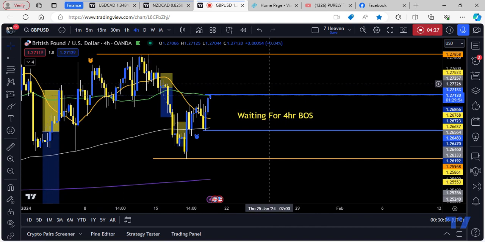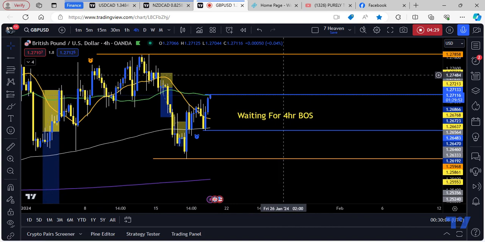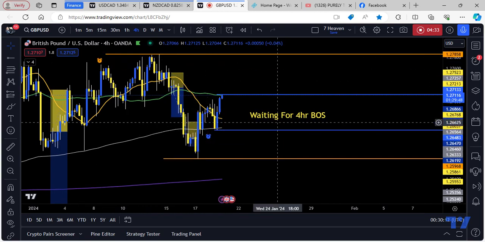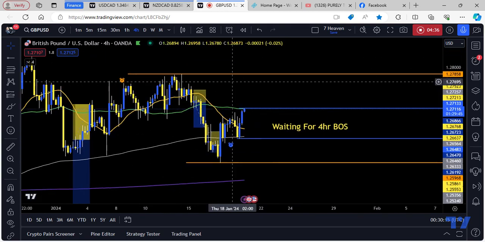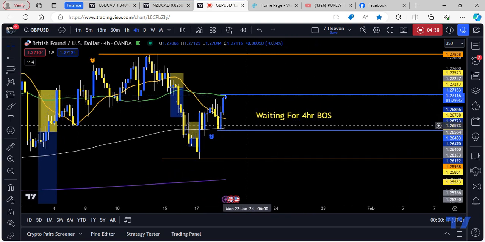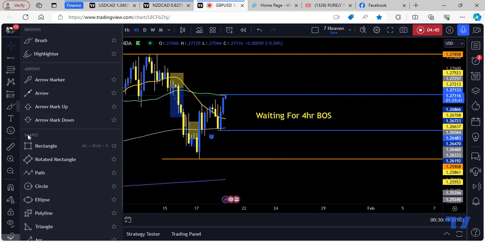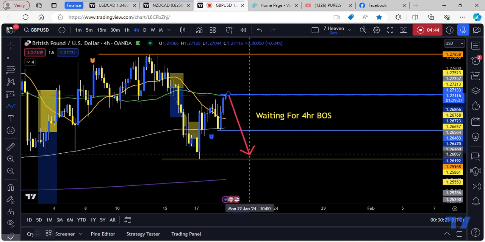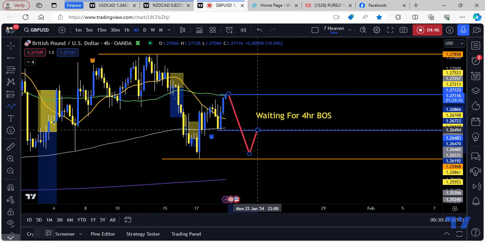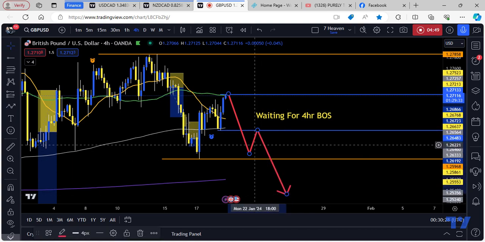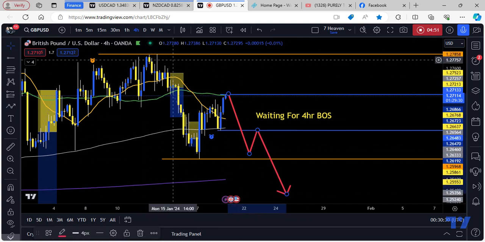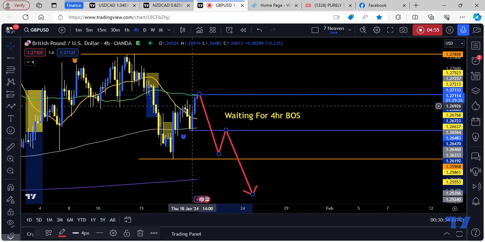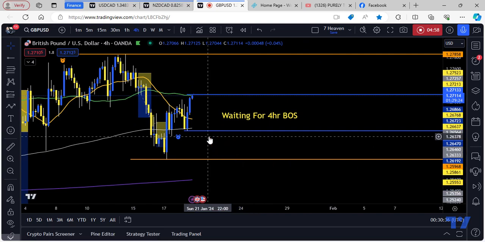So this is GBP USD. You can see here I got alerts all set. So if this 4 hour breaks structure down, you get this nice breaker structure down, then of course I'll be interested in taking this on the 1 hour, somewhere on the 1 hour. That's simple. That's what we're looking for.